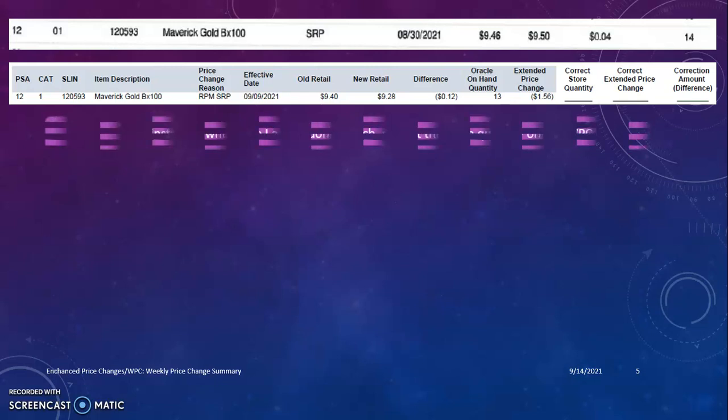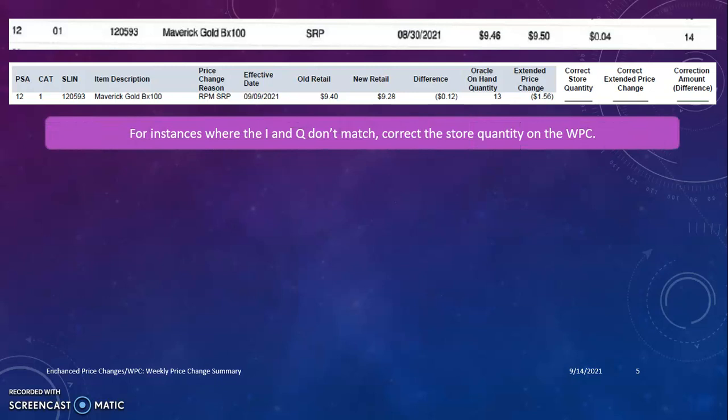What I'm going to do is say that my I and my Q don't match. I'm going to write the correct store quantity from this report on this line here. So I wrote 14. I'm then going to extend that and figure out what the price change, what the retail I'm adding or subtracting from my store is. So I multiplied the 14 by 12 cents, and I got $1.68.